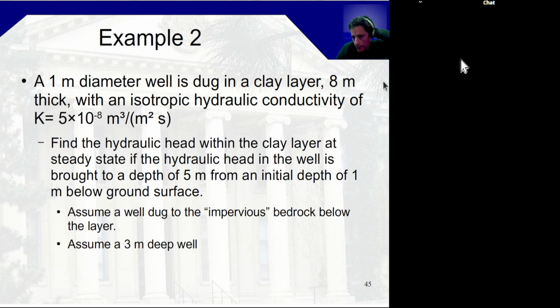So if we have a question that is at steady state, we can also solve it using these types of equation in an axisymmetric problem. Okay. So we have two particular questions here to consider in this example that is provided. First is that we must assume that the well is dug to the impervious bedrock, which is below the soil, below the surface, or stop the well at 3 meters depth.